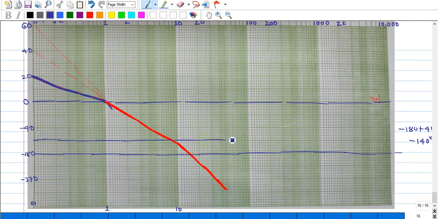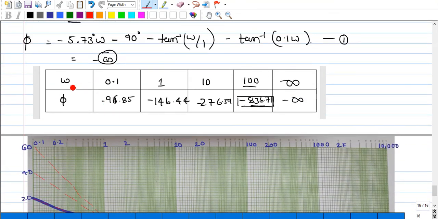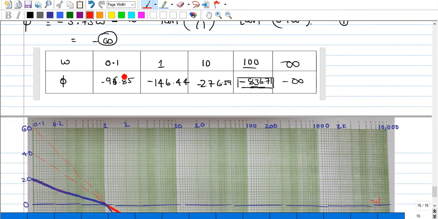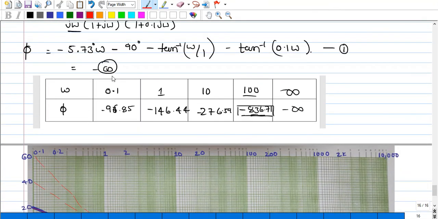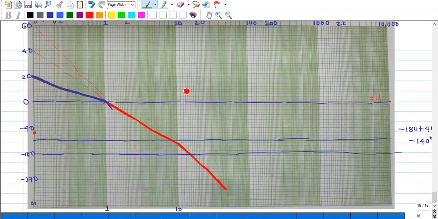So we shall take this as a reference, because we have a condition that if phase margin is 40 degrees, that has to be subtracted, that is minus 180 degrees plus 40, and we shall mark the obtained data. Okay, so we obtained omega for 0.1, it has minus 96.85, so somewhere here I will mark. Okay, for 0.1, and followed with for 1 it is minus 146.